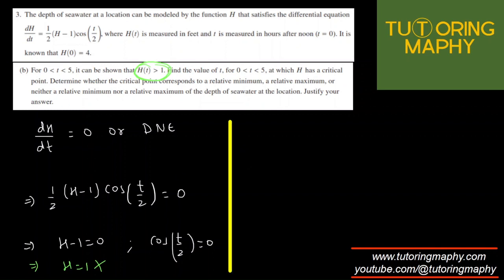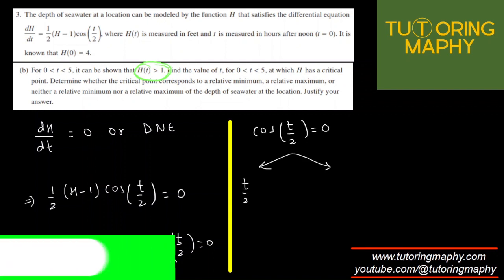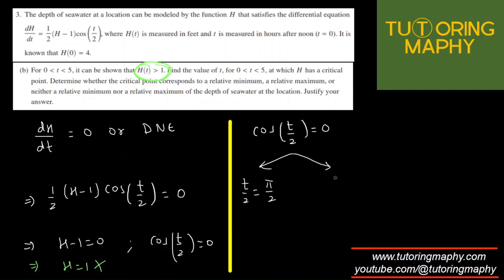The other equation I have is cos(t/2) equals 0. And cos is 0 on the unit circle at two angles, right? Either the angle is pi/2, or the angle is 3pi/2. And obviously I'm going to add 2nπ to both of these so that I get the general solution.